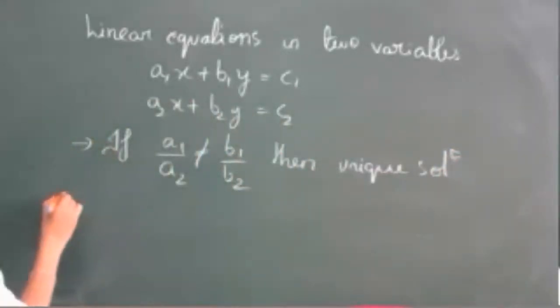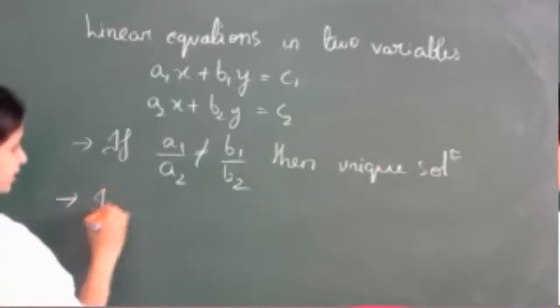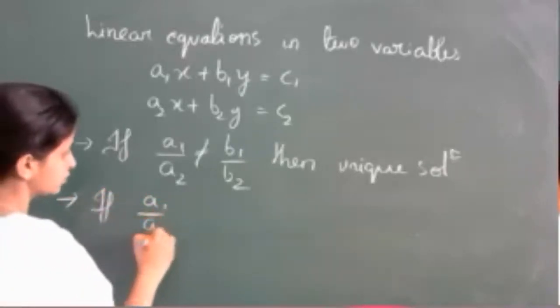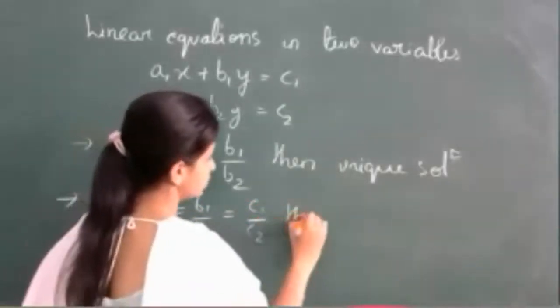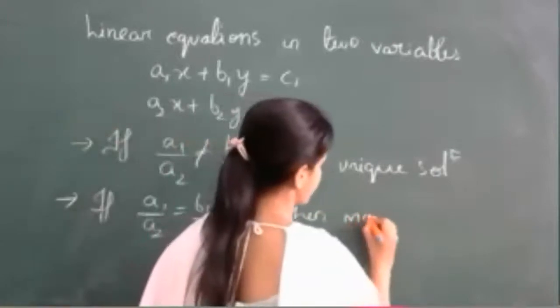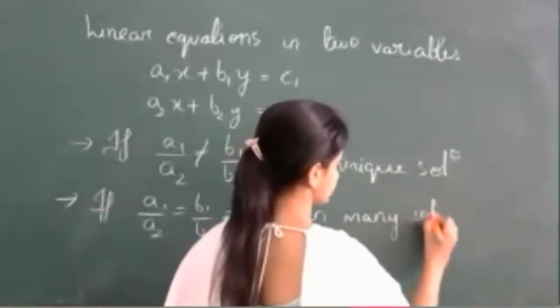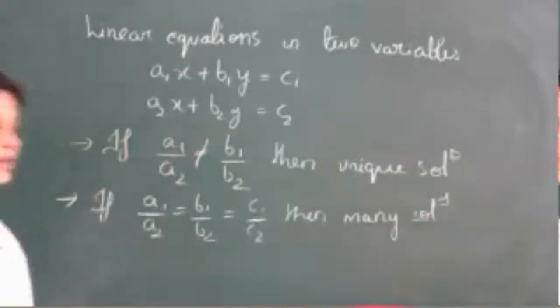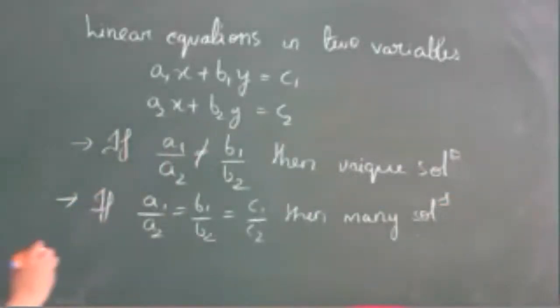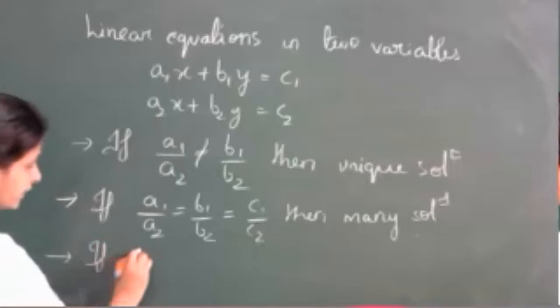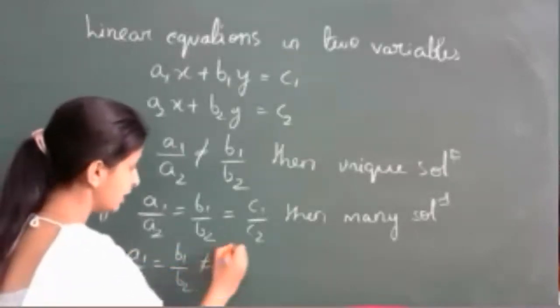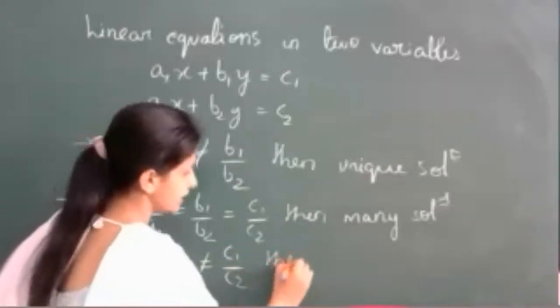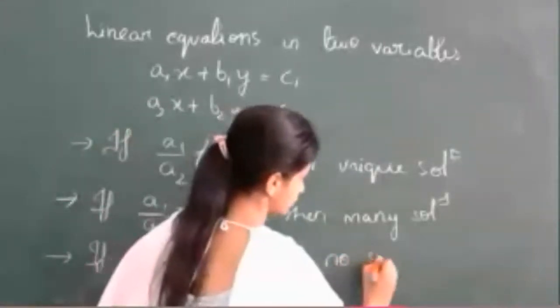Second one: if a1 by a2 is equal to b1 by b2 is equal to c1 by c2, then the system will have many solutions. And third: if a1 by a2 is equal to b1 by b2 is not equal to c1 by c2, then the system will have no solution.